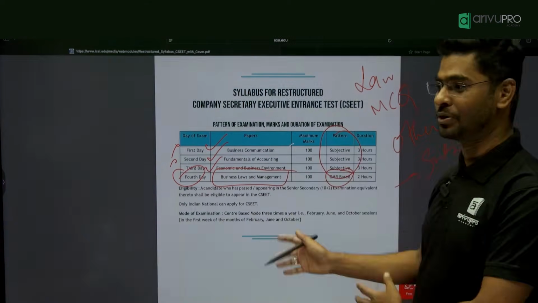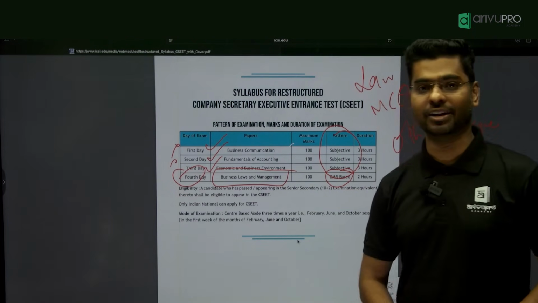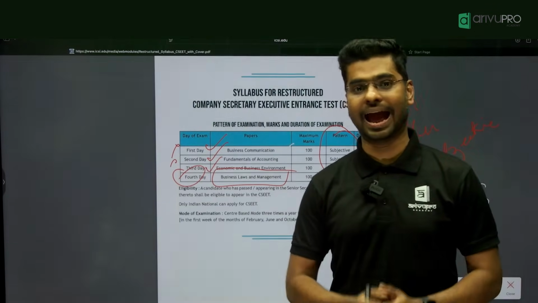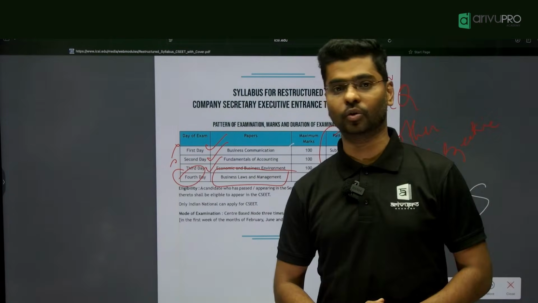So this is going to be a new pattern guys. Your business communication, accounting, economic and business environment is going to be your subjective paper, and your business law and management will turn out to be your OMR paper.